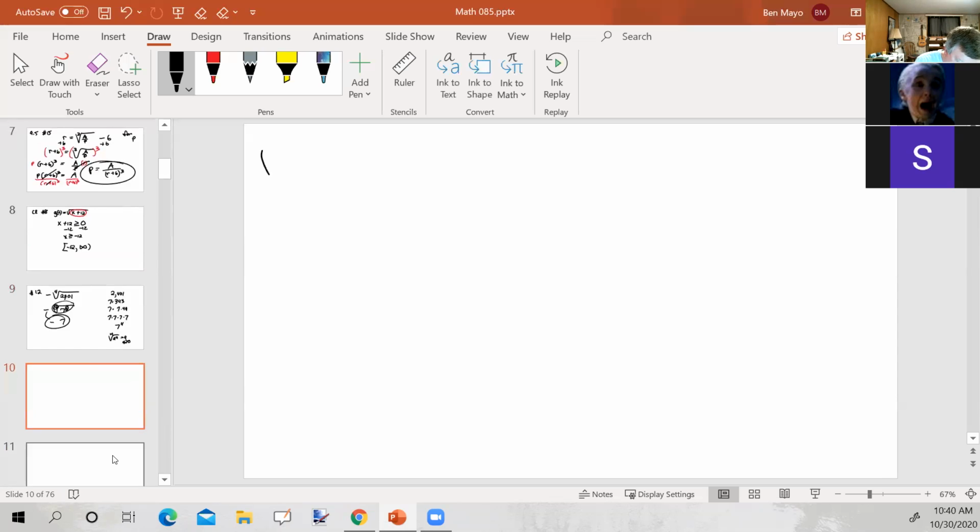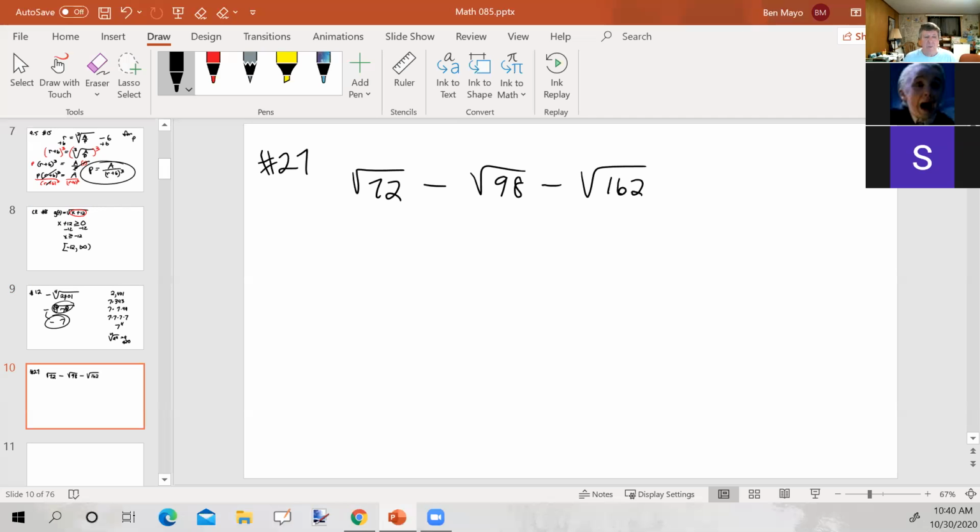All right, this is number 27. We're still in the chapter 9 review. And this says, simplify by combining like radicals. The square root of 72 minus the square root of 98 minus the square root of 162. The way we deal with this kind of problem is we simplify each individual radical.